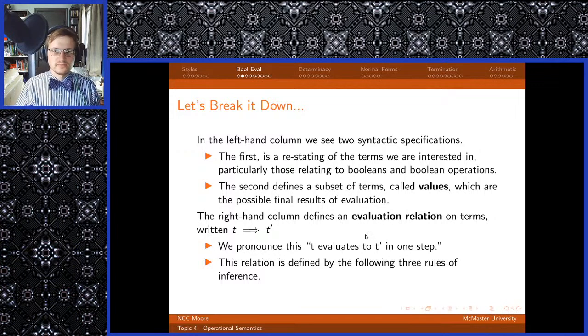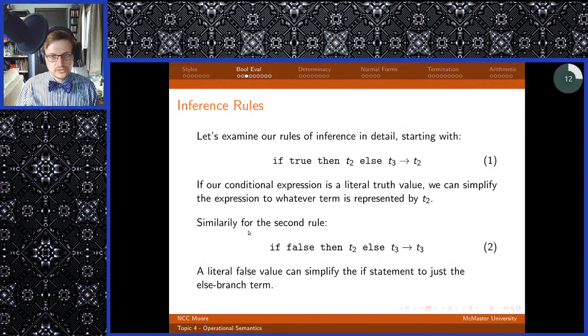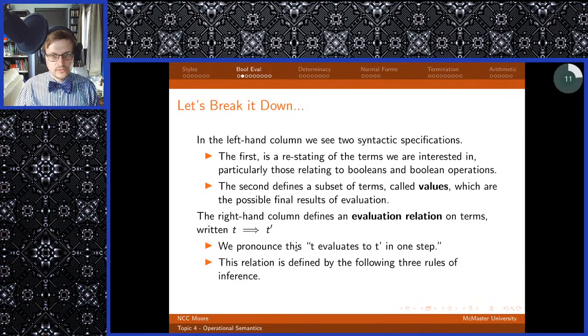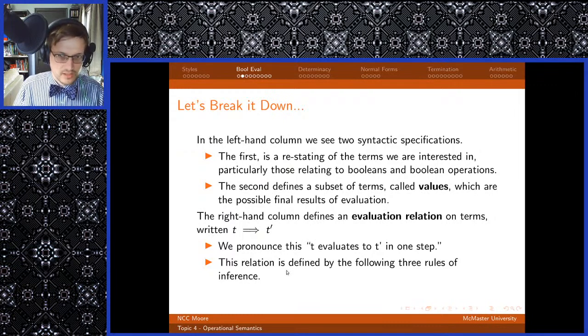The right-hand column defines an evaluation relation on terms. Written T implies T prime, or that shouldn't be implies. Alright, T evaluates to T prime in one step. This relation is defined by the following 3 rules of inference.